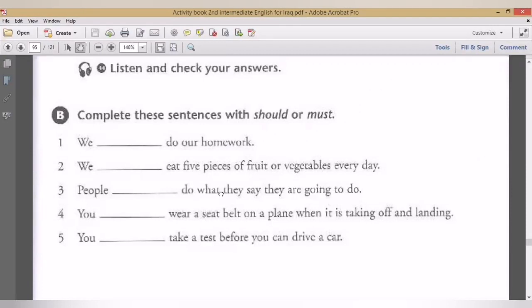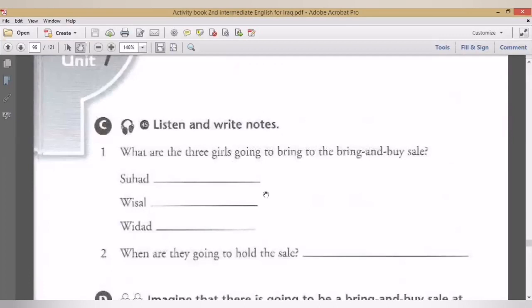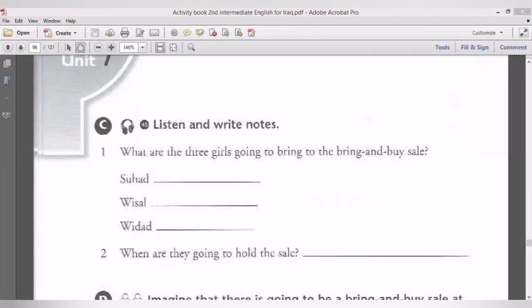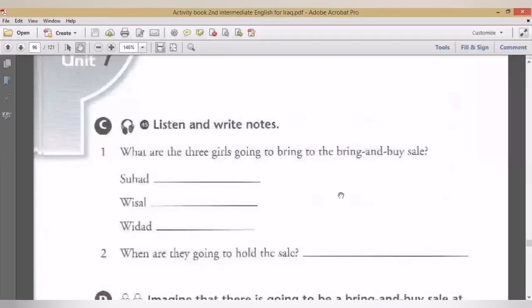Yes, we have exercise C. So here in exercise C, we are going to listen to some girls who are discussing with each other what they can bring to the sale, the bring and buy sale. Listen to the conversation and write down what each girl offers to bring and the time of the sale. Track 45. What are the three girls going to bring to the bring and buy sale? Listen and write notes.